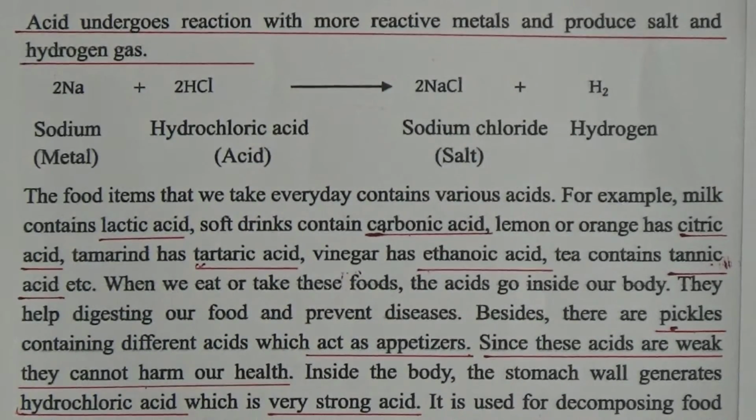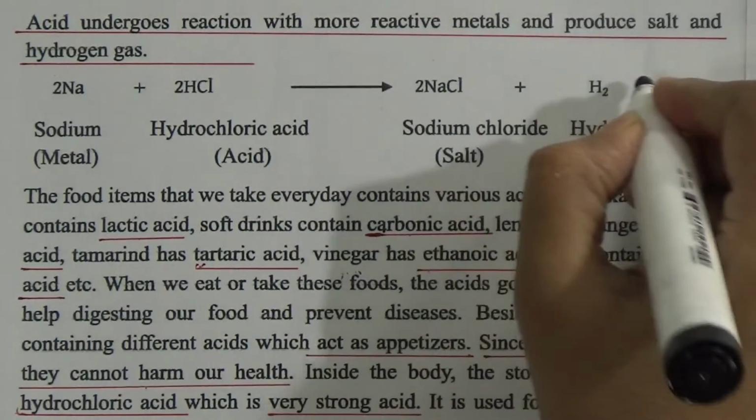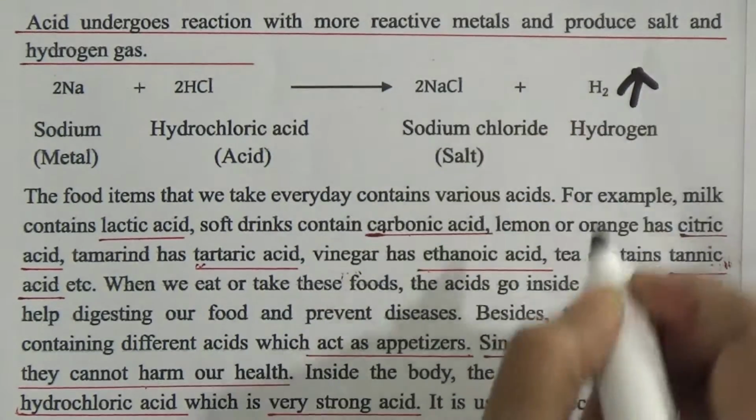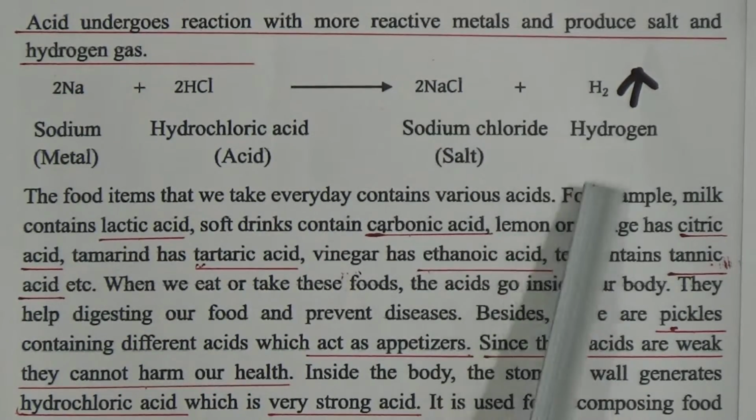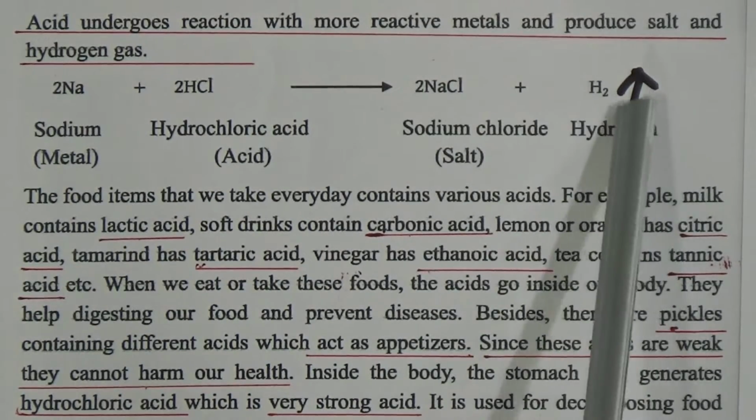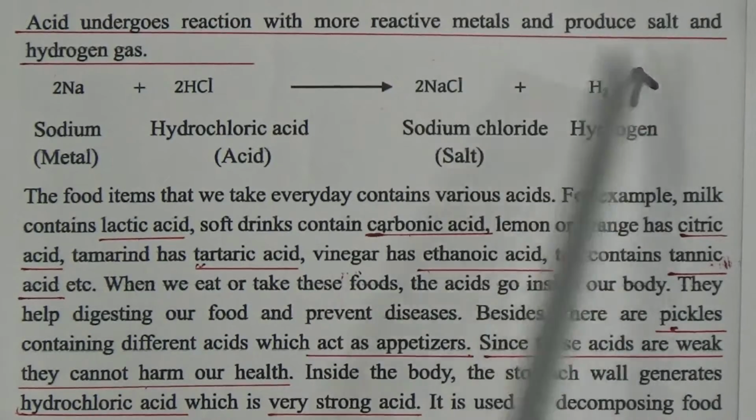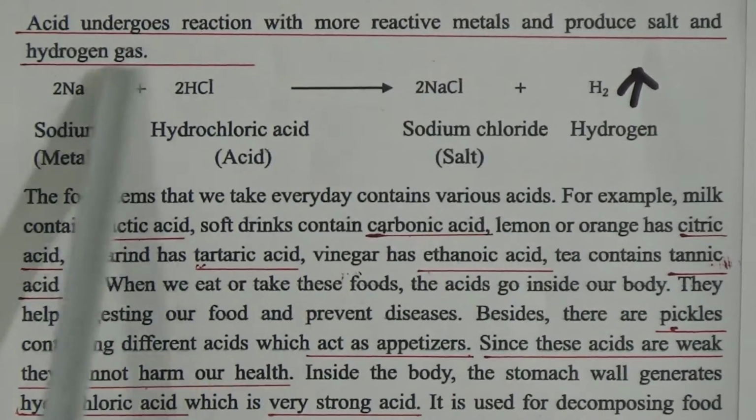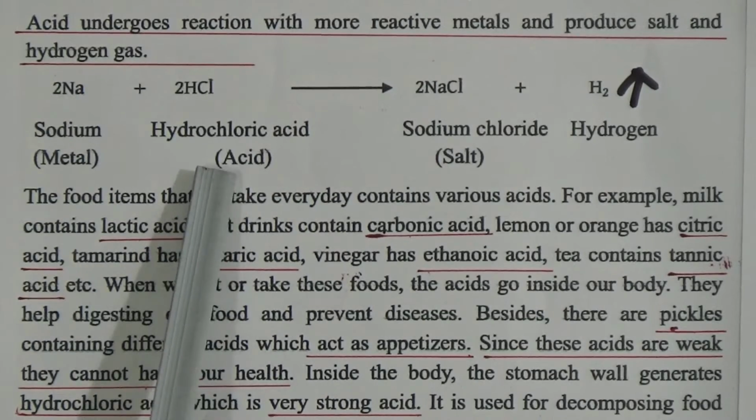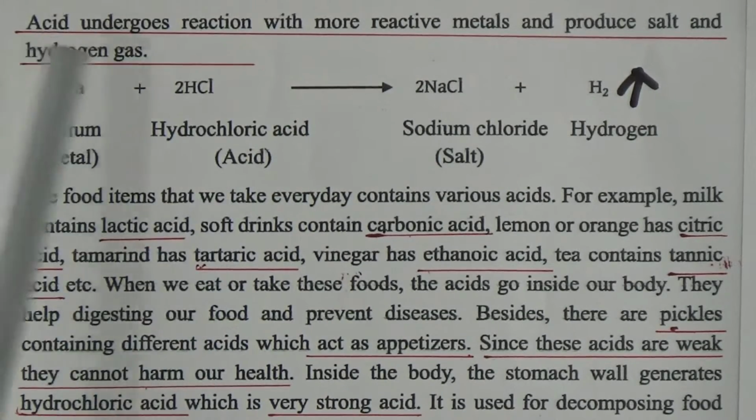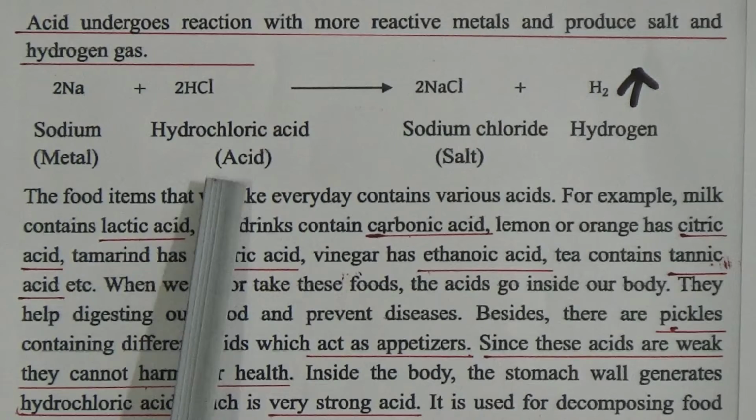Now come to the next page: acid undergoes reaction with more reactive metals to produce salt and hydrogen gas. This is another important reaction. That means when acid reacts with a metal, that time it produces hydrogen gas. Why did I give an arrow here? That means it is a gas. Hydrogen gas is produced in the reaction of metal and hydrochloric acid, or metal and any acid.